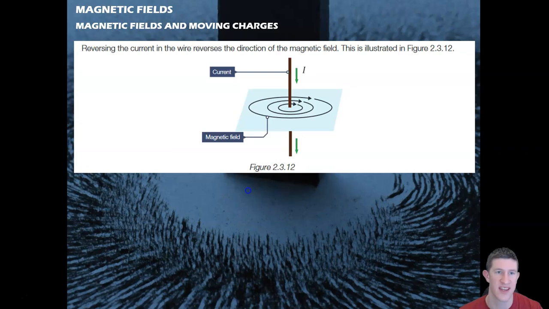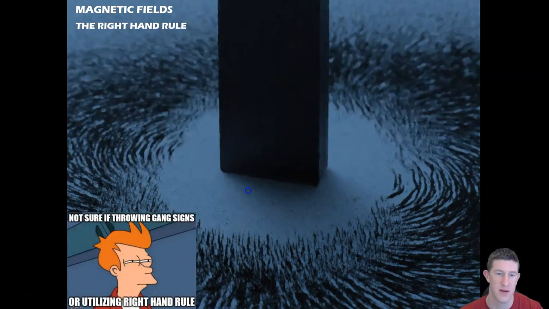If we reverse the current so that it went downwards into the page, or downwards as we see it, then the direction of the magnetic field is now in the opposite direction to what it was. So it's flipped the magnetic field.